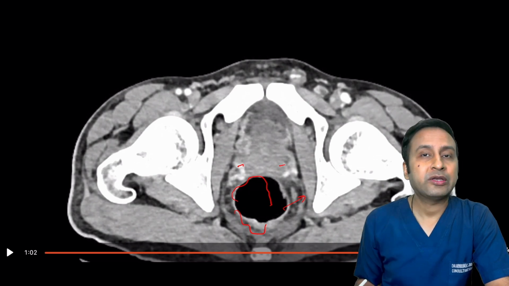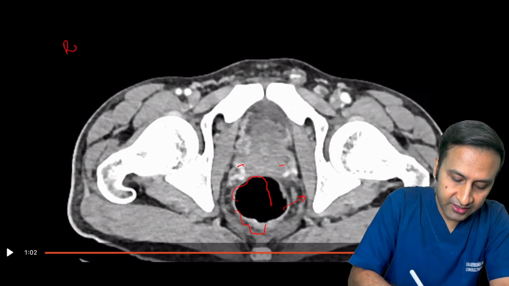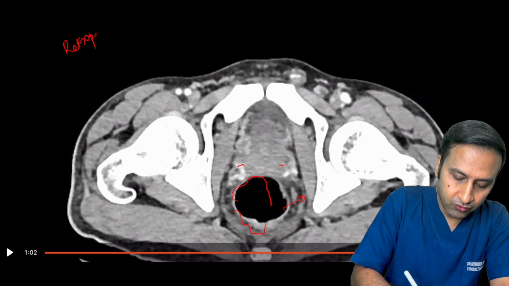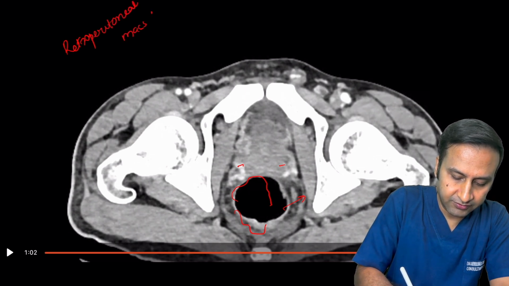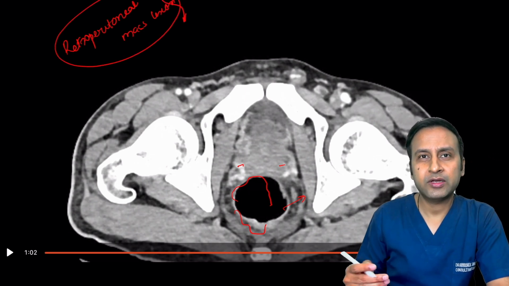Now, my question to you is, what are your differentials? Does it look like a retroperitoneal hematoma? No, it doesn't look like it. In fact, it looks like an enhancing retroperitoneal mass lesion. But before we come to our conclusive diagnosis, let's have a look at the same case in different projections.